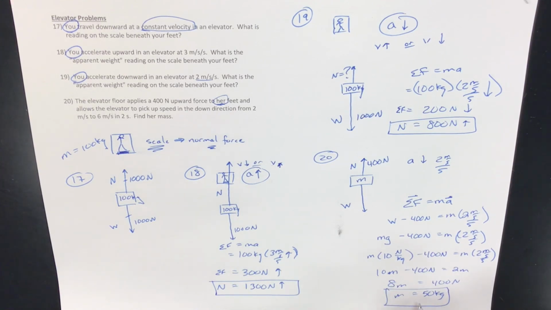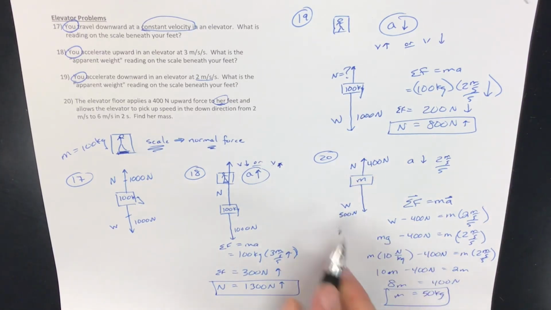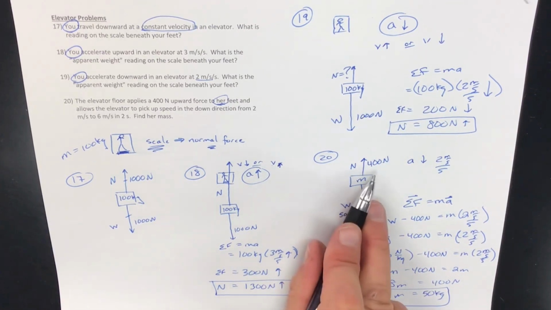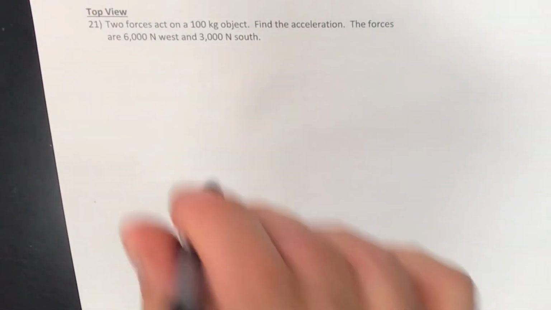Let's go back and check it. 50 kilograms, that's 500 newtons down, so this would make that 500 newtons. 500, 400, that's 100 newtons of net force divided by 50 kilograms. That would be an acceleration of 2. Got it. We're good.